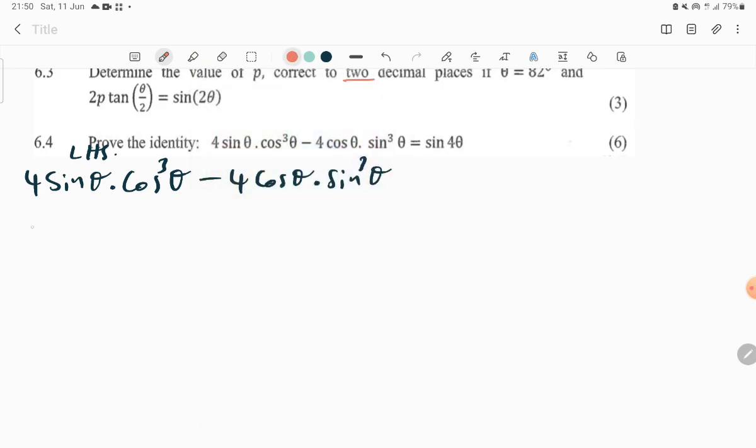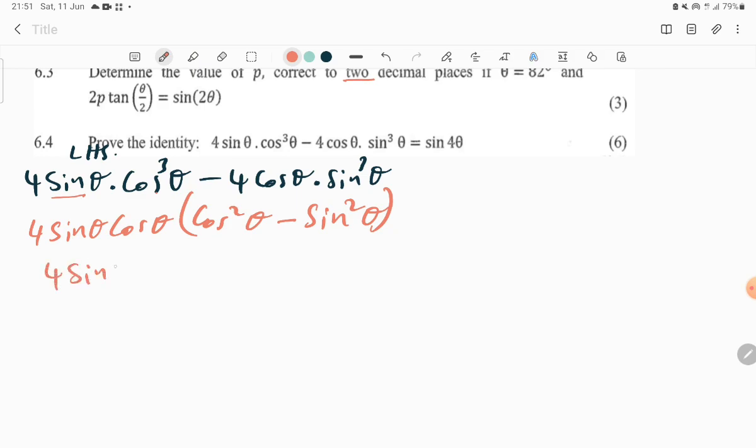I'm having 4 sine theta cos theta. So this is the common factor that I've taken out. Then after that, 4 is out, then sine is out, then we'll be left with just cos squared theta here. Then therefore minus, then 4 cos sine is out, then you'll be left with just sine squared theta here.